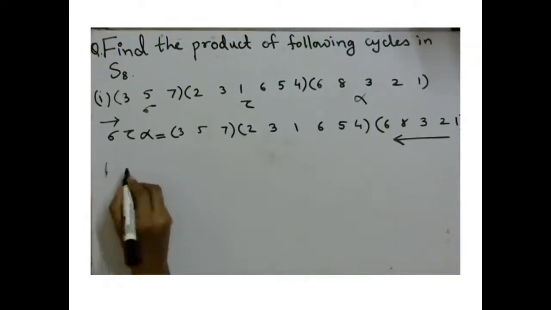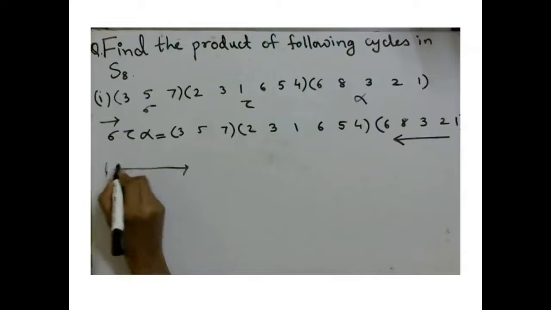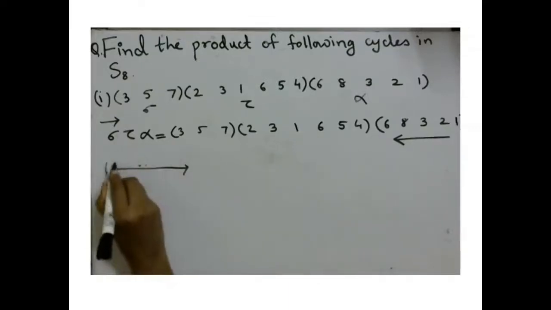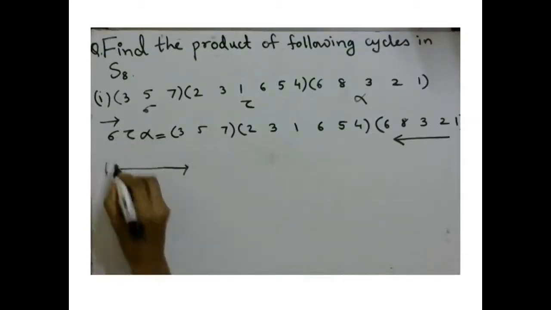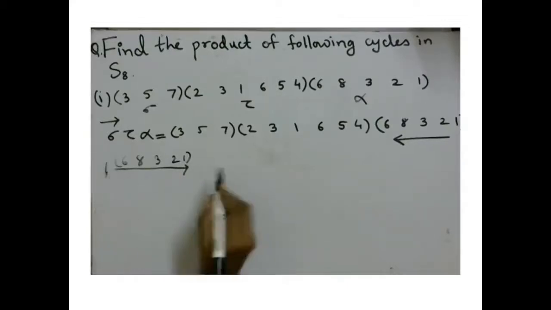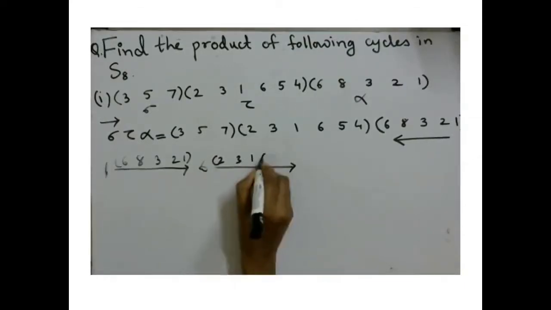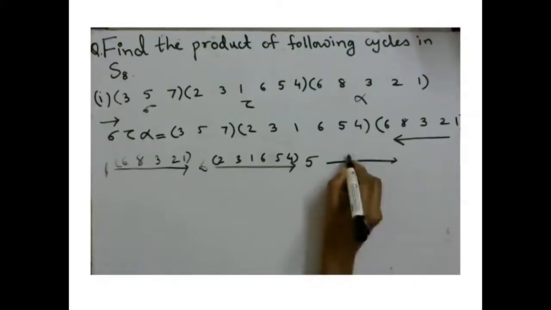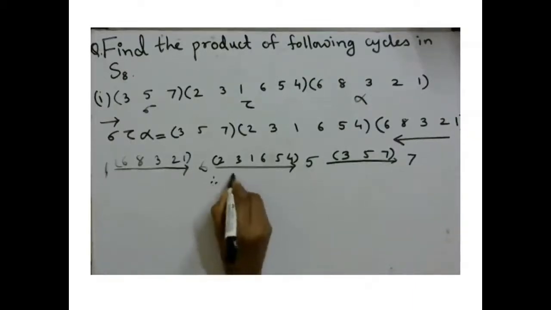Let us see the image of 1 in the rightmost cycle. Again, you can start with any element, you can start with 6 also. I'm starting with 1. So in the rightmost cycle, which is that cycle alpha, let us write that cycle: (6, 8, 3, 2, 1). So here you observe that 1 goes to 6. Then in the next cycle, (2, 3, 1, 6, 5, 4), 6 maps to 5. And then in the next cycle, (3, 5, 7), 5 maps to 7. So 1 is mapping to 7.